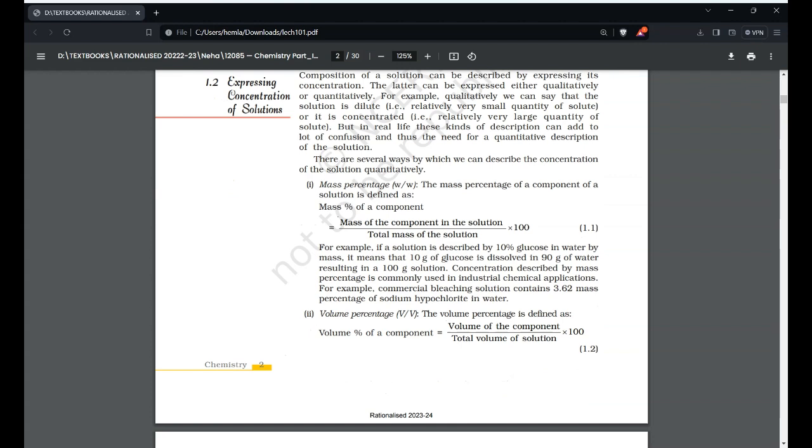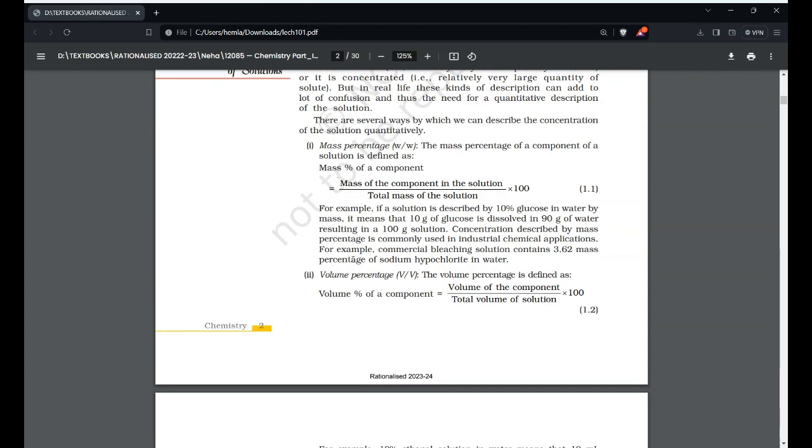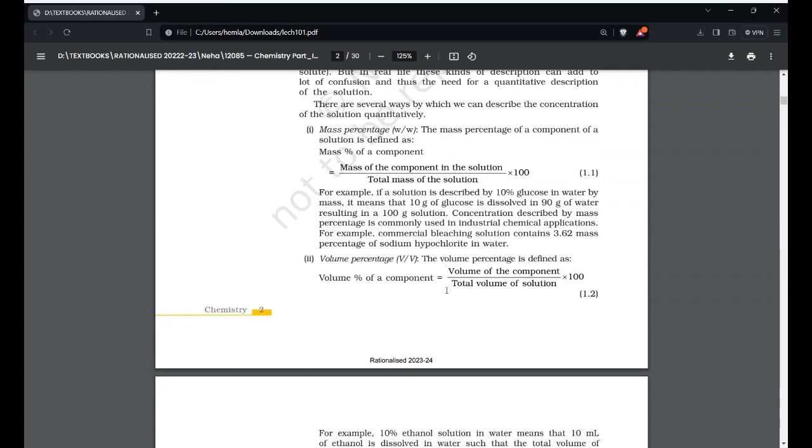For example, if a solution is described by 10% glucose in water by mass, it means that 10 gram of glucose is dissolved in 90 gram of water. So जितना percentage है उतना तुम्हारा weight है और बाकी का बचा हुआ is the remaining part, resulting in 100 ग्राम solution. Concentration described by mass percentage is commonly used in industrial and chemical applications. For example, commercial bleaching solution contains 3.62 mass percentage of sodium hypochlorite in water. Maybe this can come for 1 mark, but the chances are very less.